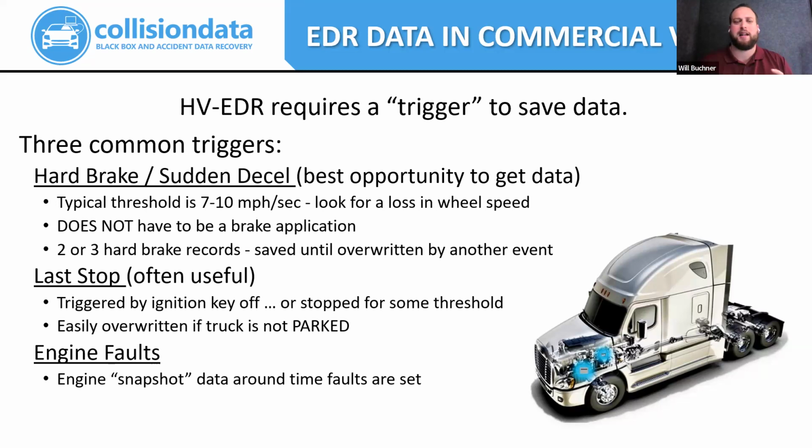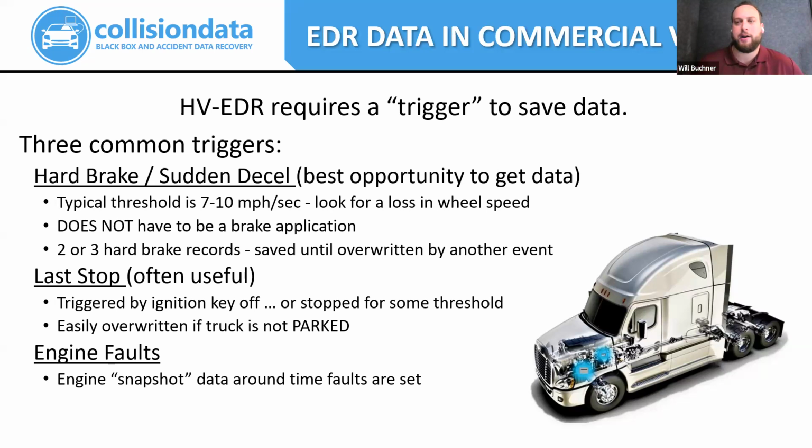But your hard brake and sudden decel events are going to be your best bet for getting about a minute to a minute and a half of speed data. So you can actually evaluate for a much longer period how that truck was being operated. Last stops are useful as well. Those are the easiest to overwrite because all that truck has to do is get over about 5 miles an hour at the tow lot to start overwriting it. And so again, it's important to get this data as quickly as possible or keep that vehicle held until you can inspect it.